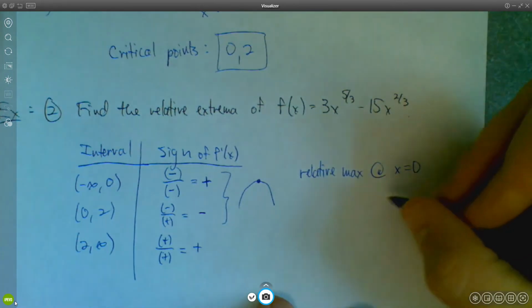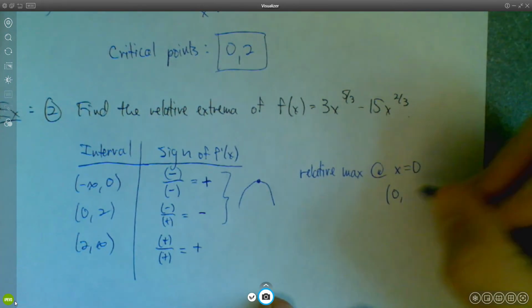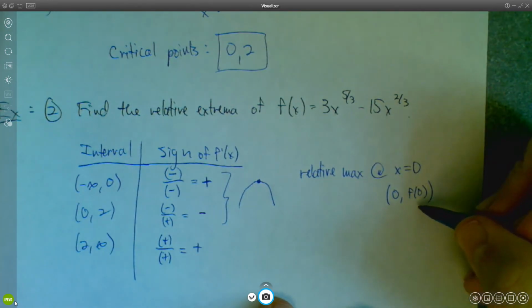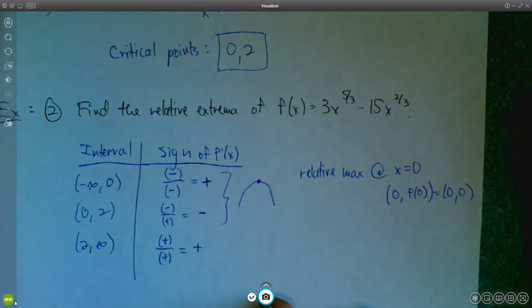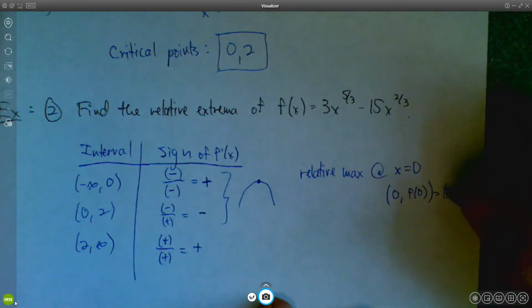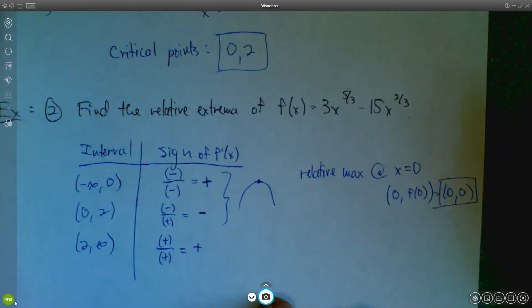If you wanted to give the full point and get the x and y coordinate, then you need to plug that in to the original function, not to the derivative, but to the original function, right? So f of 0, well, it happens to be 0 in this case, right? So you have a relative maximum at the point (0, 0).